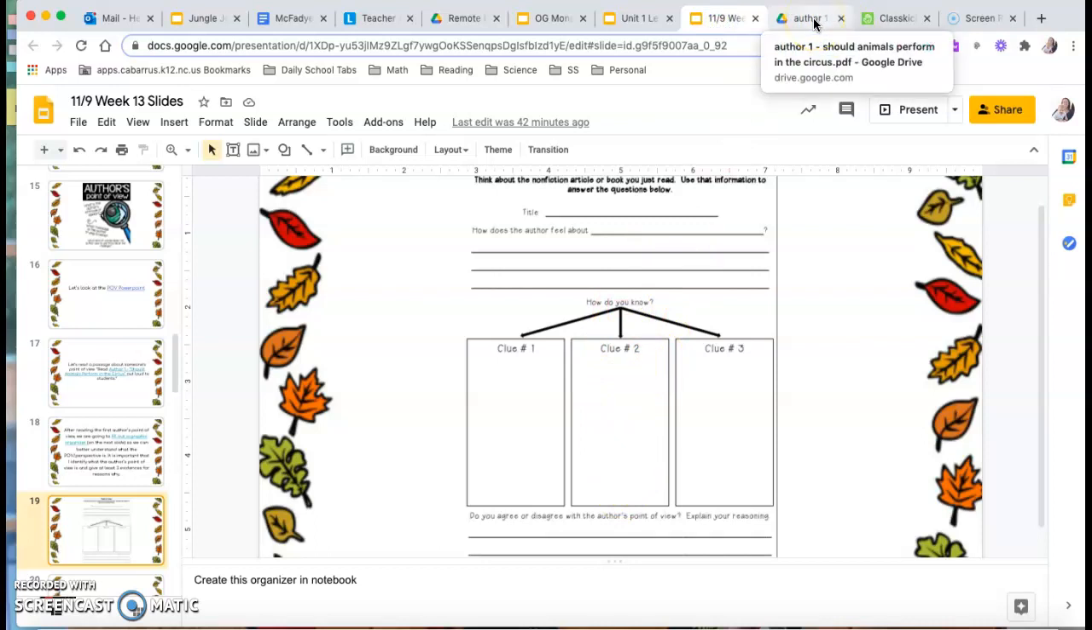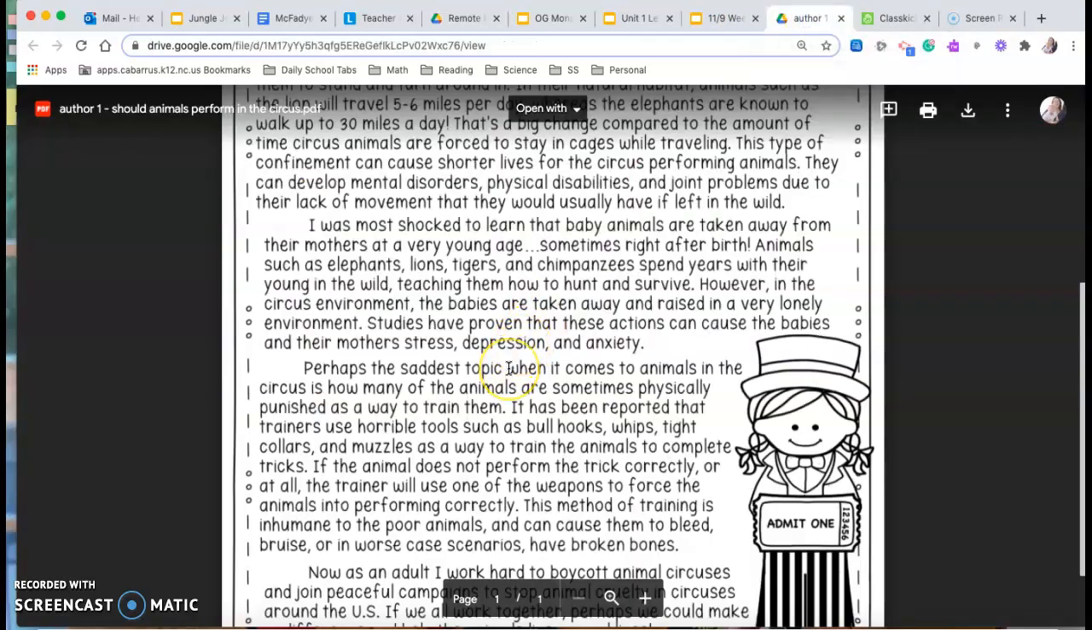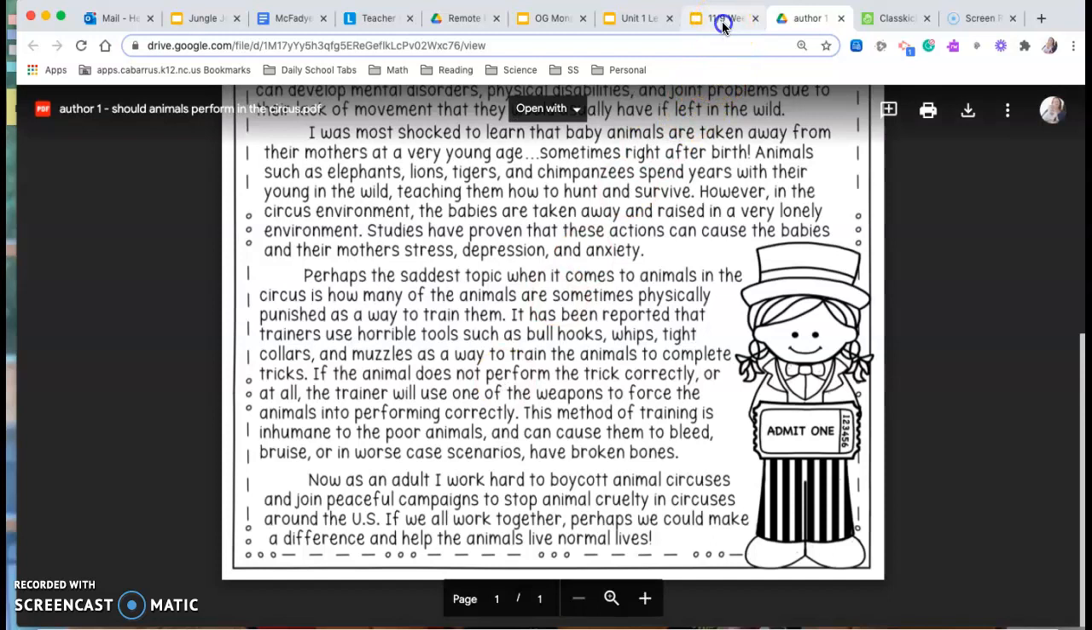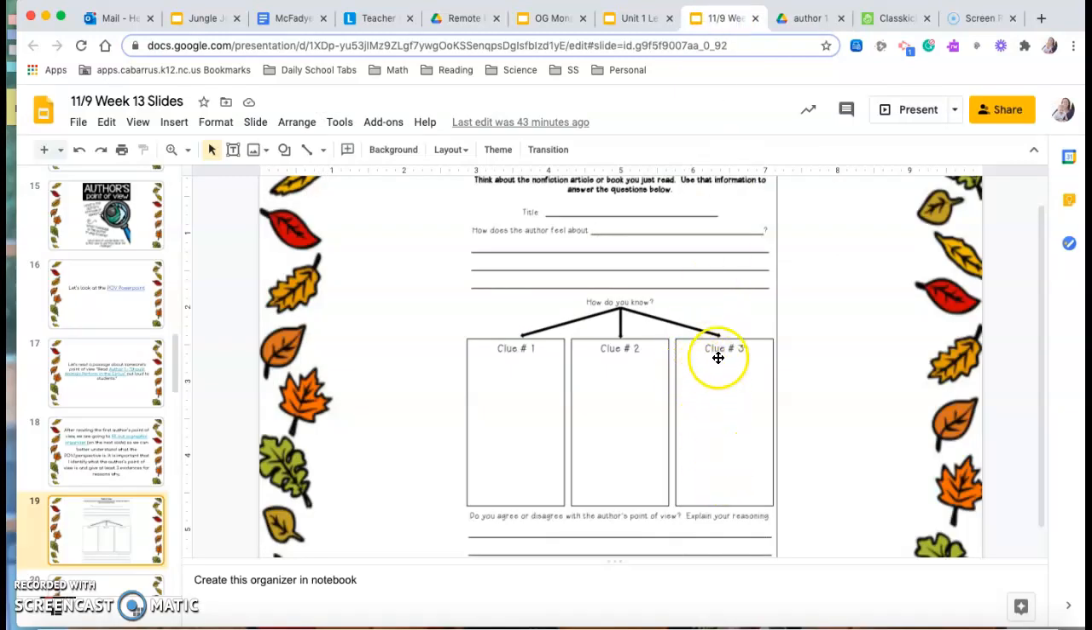And then going back to the passage for clue number 3, I would look at the next paragraph, which talked about the horrible tools that they use to punish them when they're training them, which are not the greatest, obviously, because it causes them to bleed, bruise, or possibly even have broken bones. So once again, I would put that into 1 to 2 sentences for clue number 3.